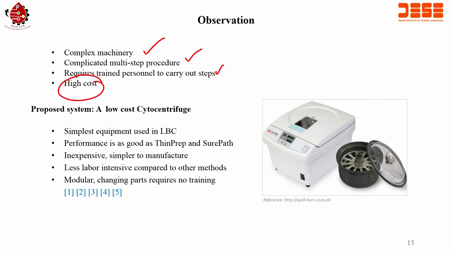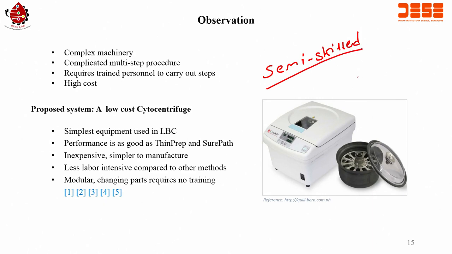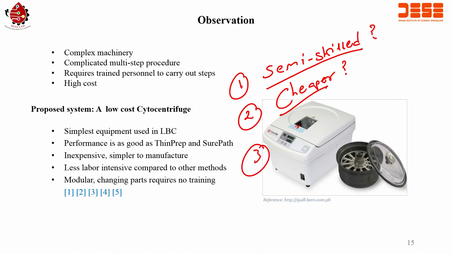Okay. So, why is it important for us to develop such a system? Because of this particular factor. Also, we want, like I said, we have very few oncopathologists. Can a semi-skilled person operate the system? That is our first question. Second question is, can we make a cheaper system? All right. And third question is, can we make it simpler?